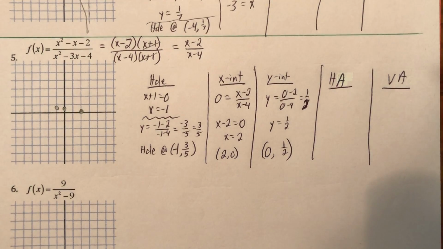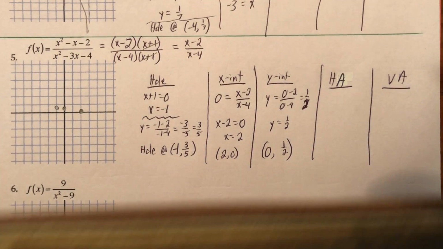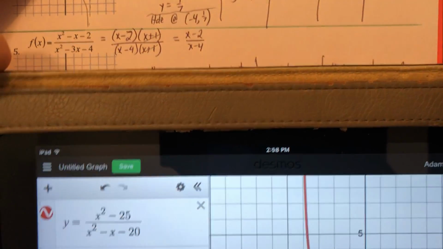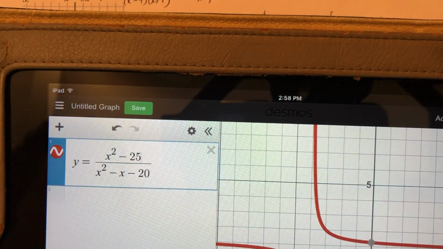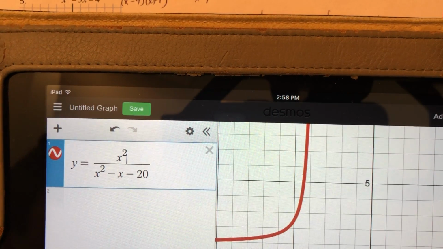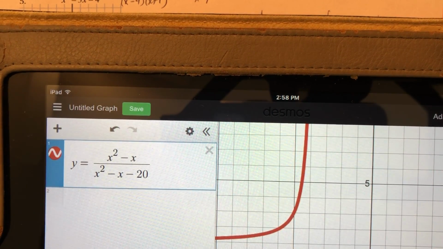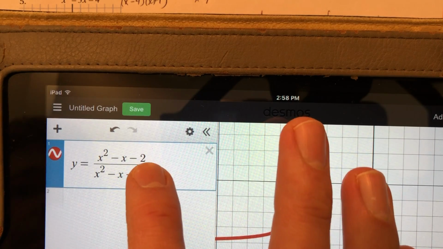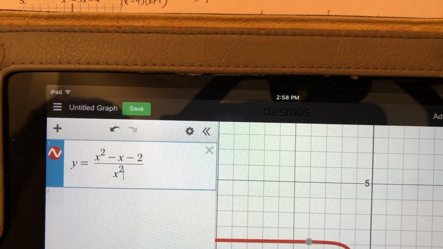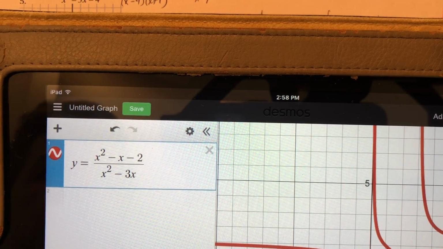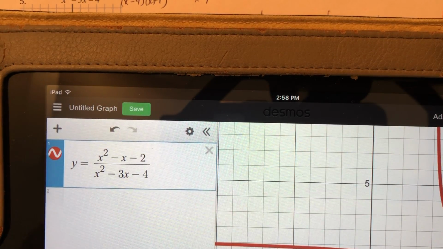Okay, well, I'm going to graph this one, actually. And when I graph it, I'm going to graph the original problem as well, actually. And you'll see what it looks like. So here goes. Minus x minus 2. That's the numerator. Here's the denominator. Minus 3x minus 4. There we go.